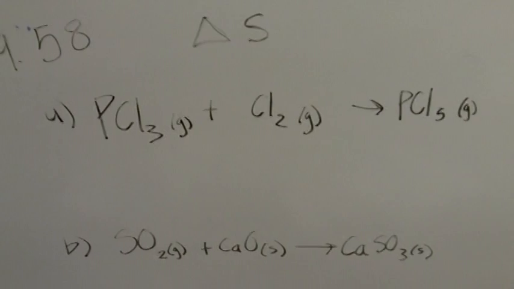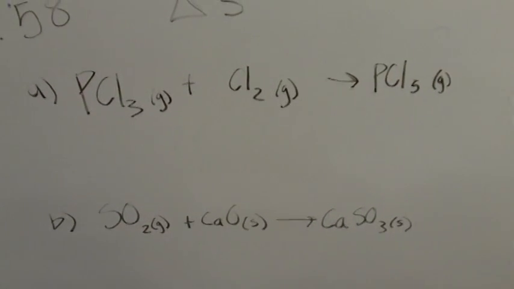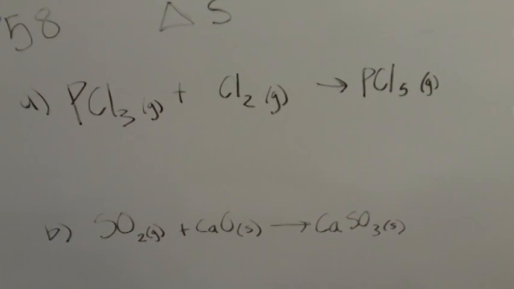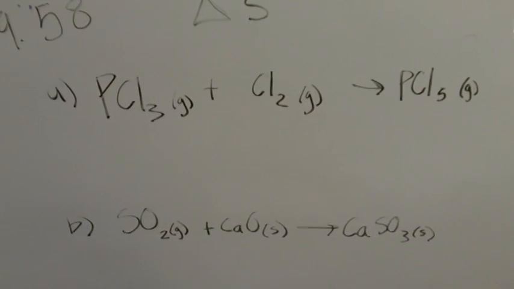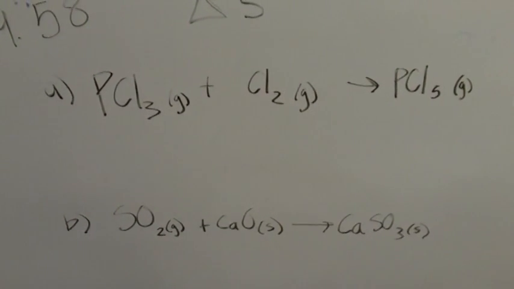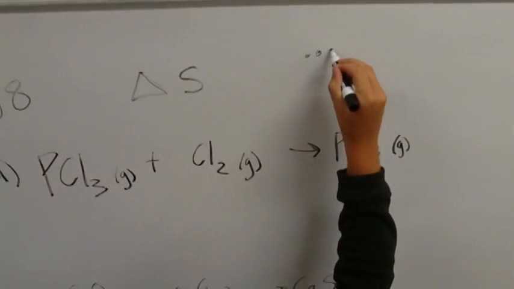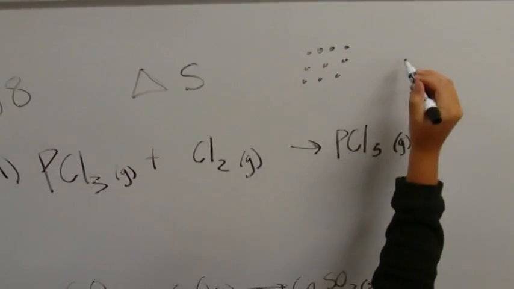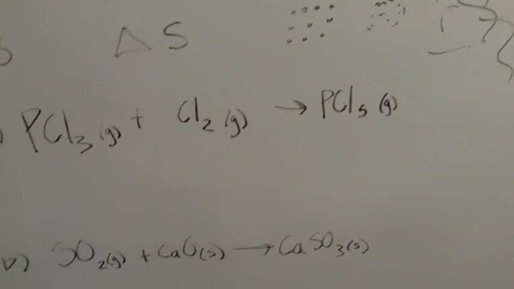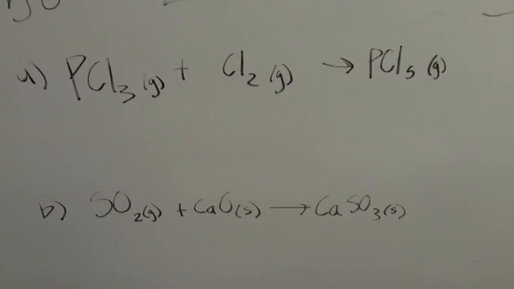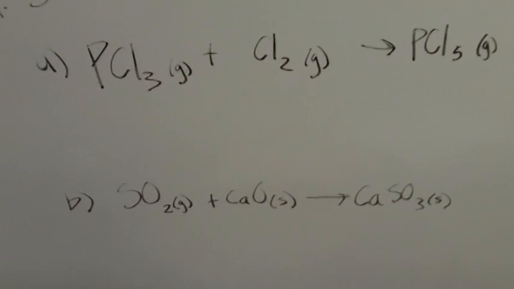Delta S. The key to these problems is going to be looking at the number of moles. Simple rule: if the number of moles of gas increases, then delta S is going to be positive. It's like Jacqueline explained, gas is more disorderly. We've got our solid, we've got our liquid, and we've got our gas, which is all over the place. So the key to these problems is the number of moles. Number of moles of gas increase, more spontaneity.